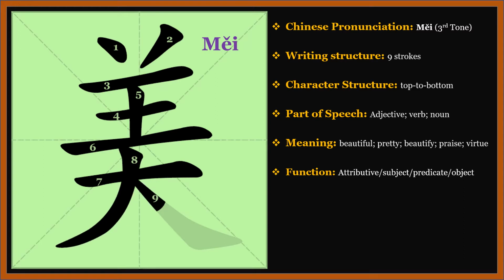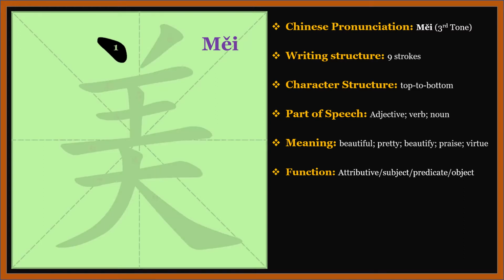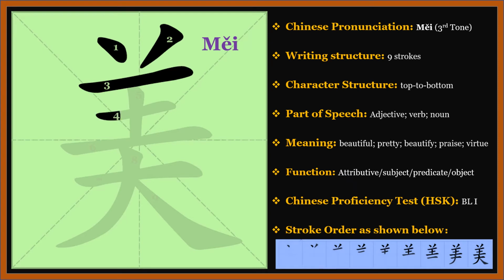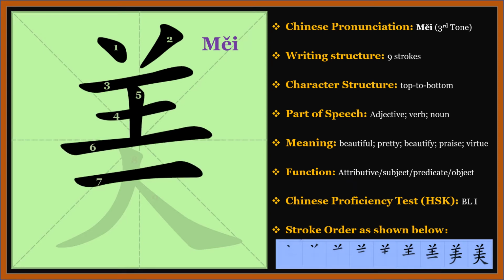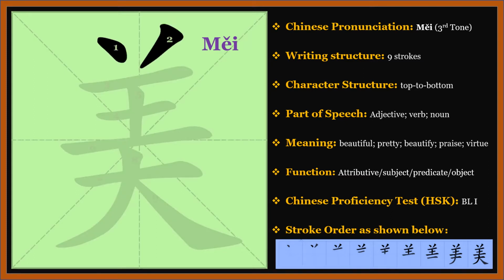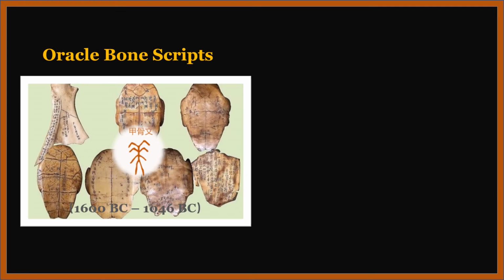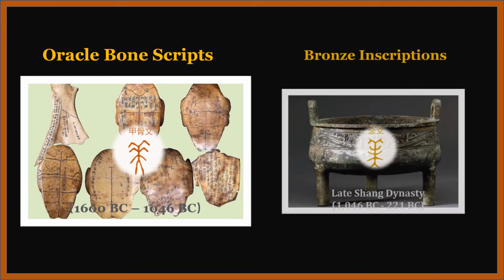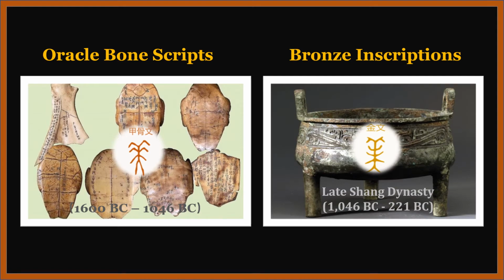Mei is listed as one of the most frequently used beginner level 1 characters in the Chinese Proficiency Test, or HSK. The writing stroke order of Mei is indicated as follows. The character Mei first appeared in oracle bone scripts in Shang Dynasty in Chinese history. It was also found in bronze inscriptions in late Shang Dynasty.